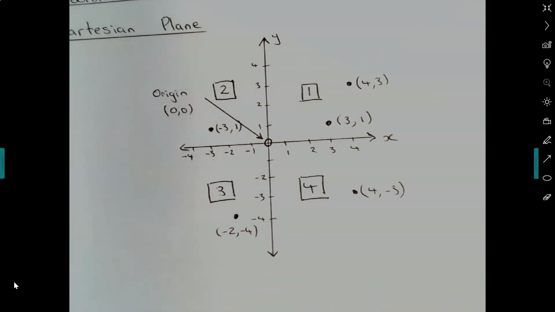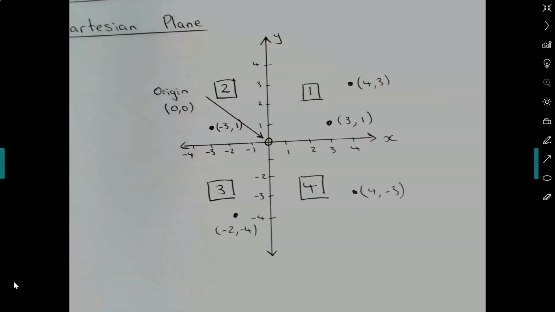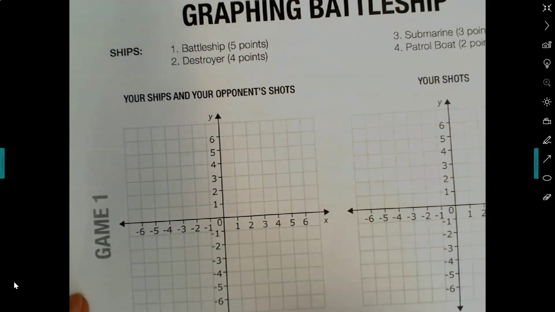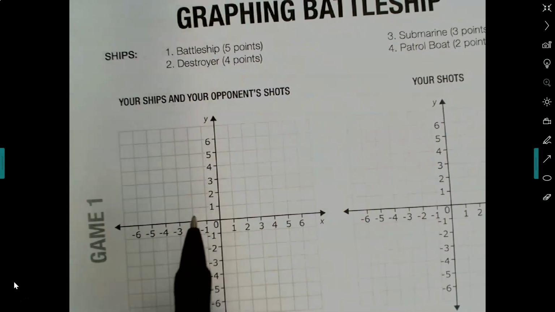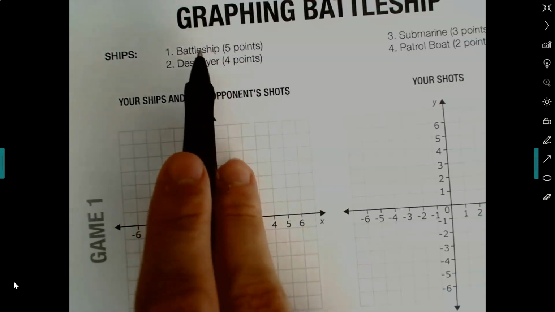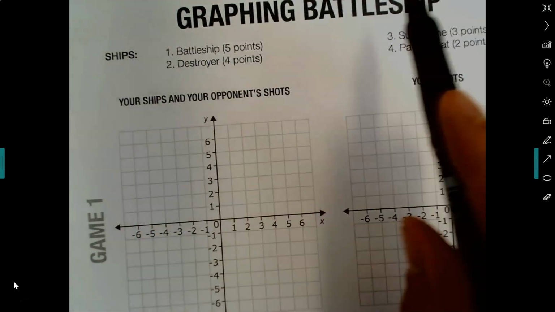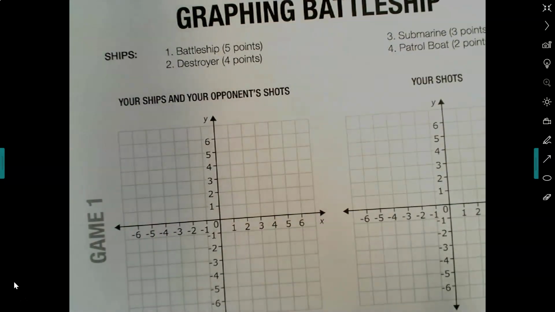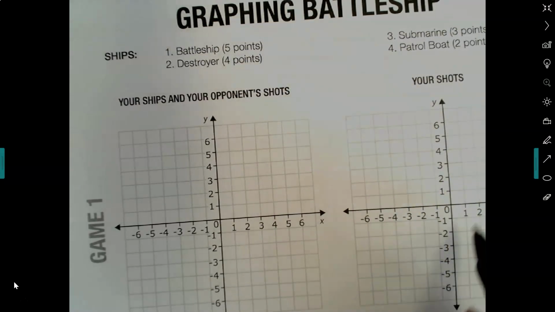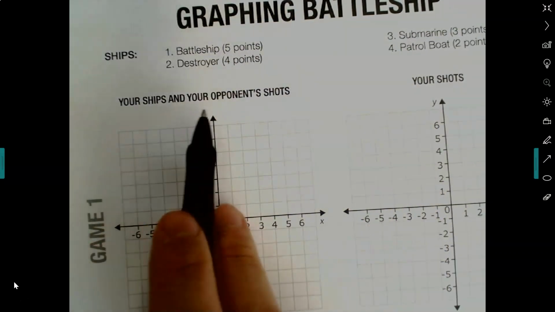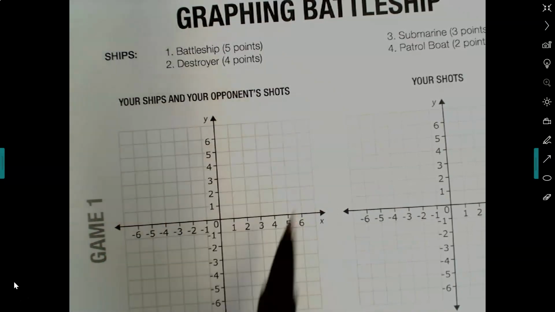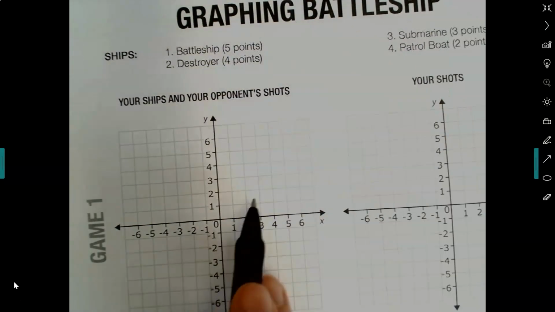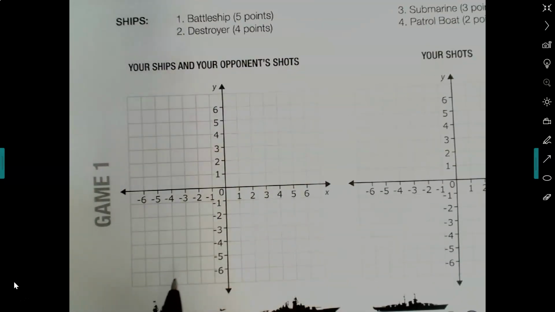Alright, so we're going to play a game of coordinate geometry battleships. So basically each player gets a sheet. Now there's 4 types of boats. We got the battleship, the submarine, the destroyer, and the patrol boat. Now one of these graphs is for your shots, one of them's for your ships and your opponent's shots. So you need to draw these 4 types of boats somewhere on this Cartesian plane.